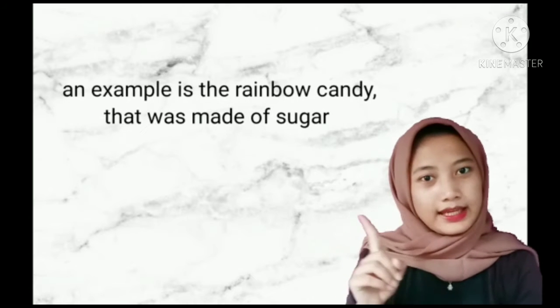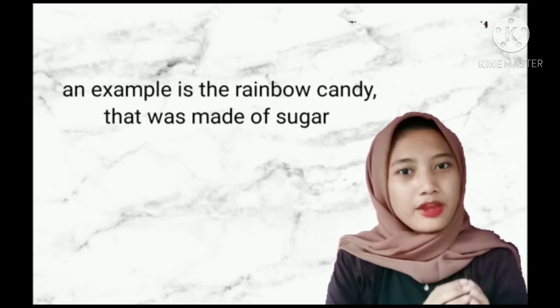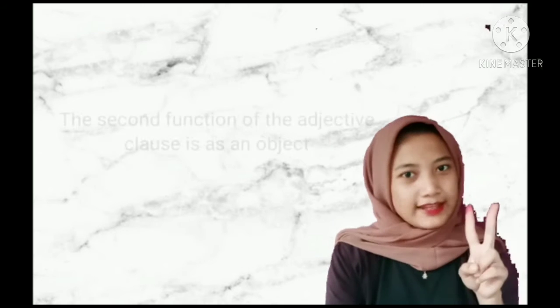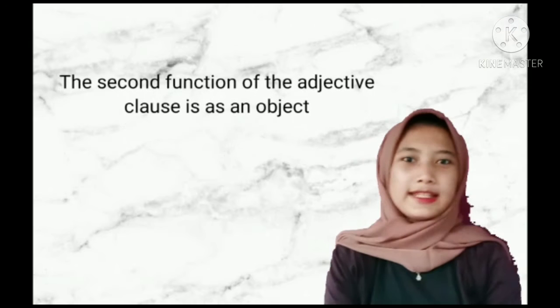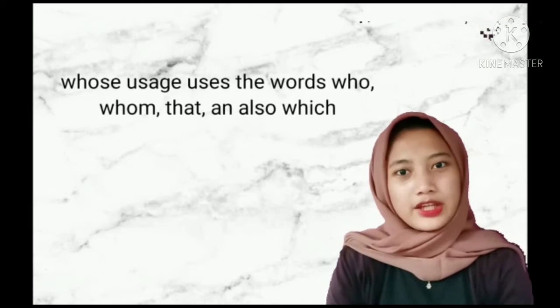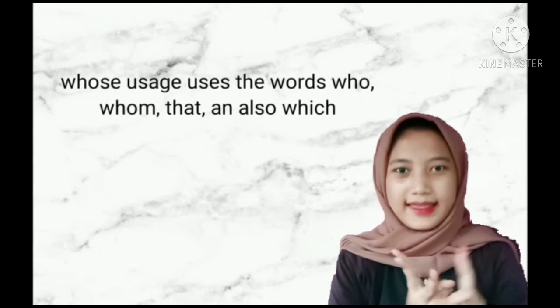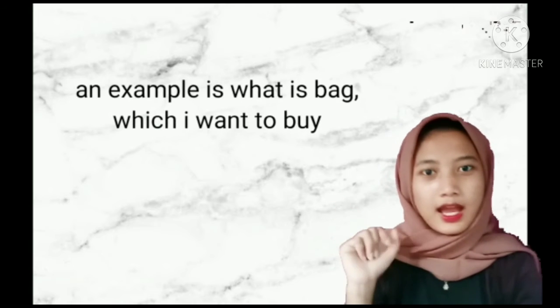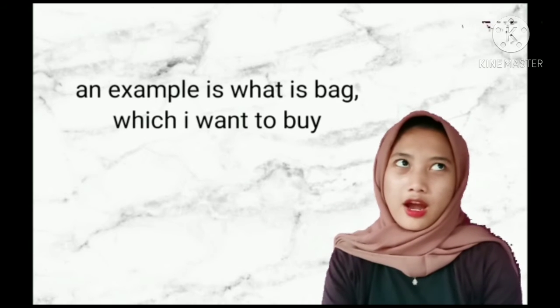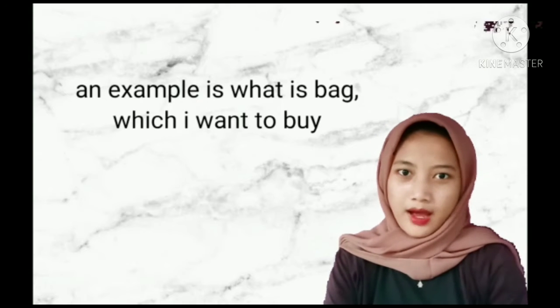An example is the rainbow candy that was made of sugar. The second function of the adjective clause is as an object. Its usage uses the words who, that, and also which. An example is the bag which I want to buy.